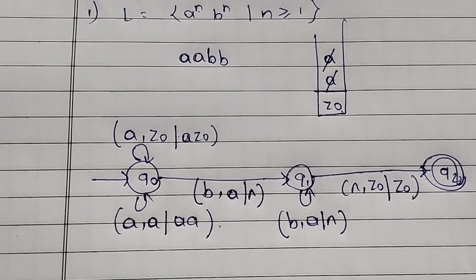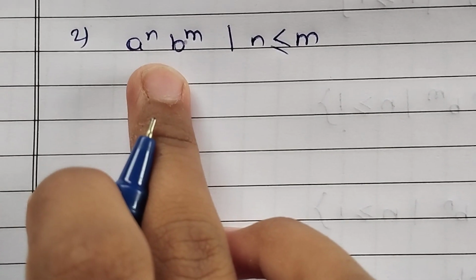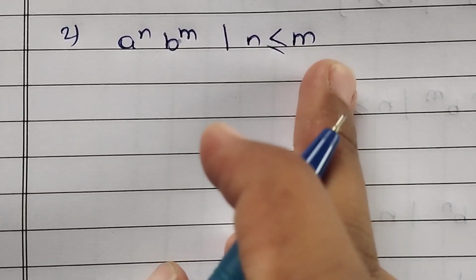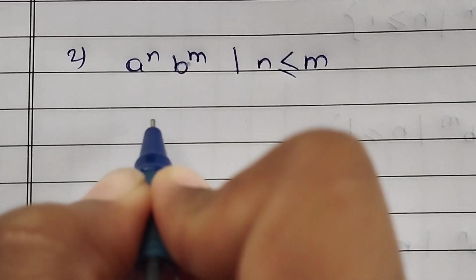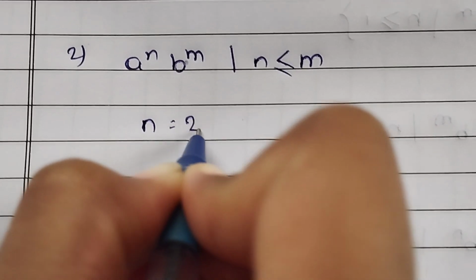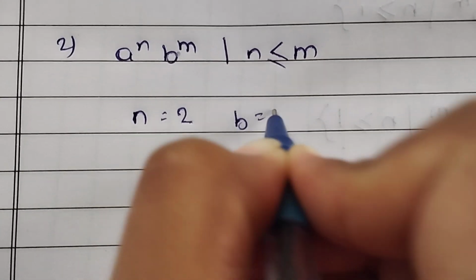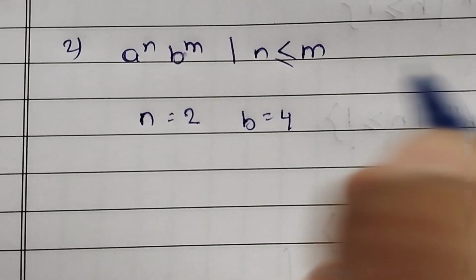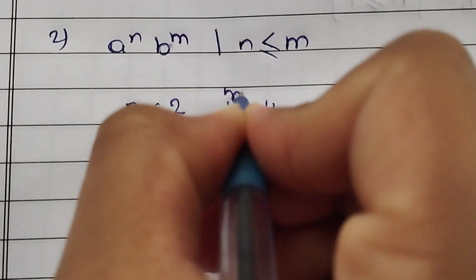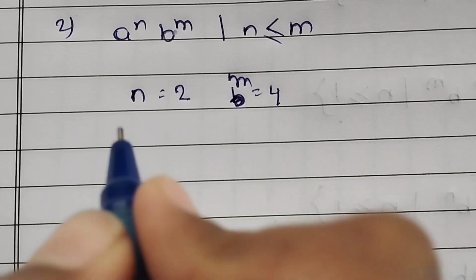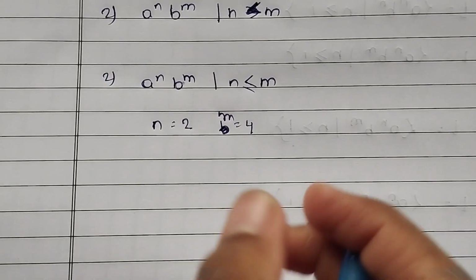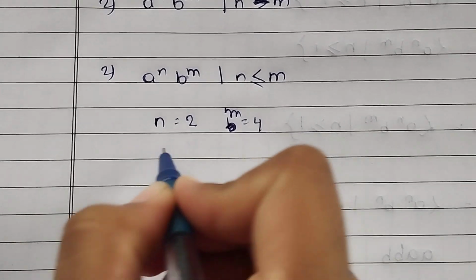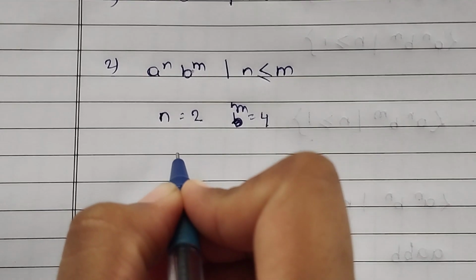Now we see the next language, a raised to n, b raised to m, where n is always smaller than or equal to m. So let's suppose n is equal to 2 and m is equal to 4. It may be anything you assume. So what logic can we apply here? Let's first write this string.